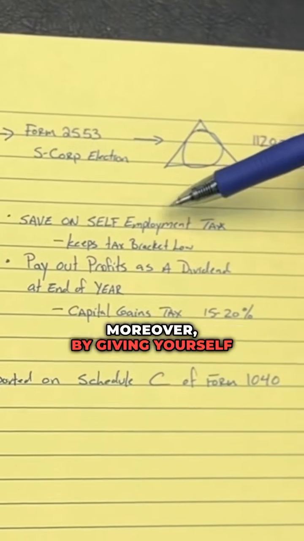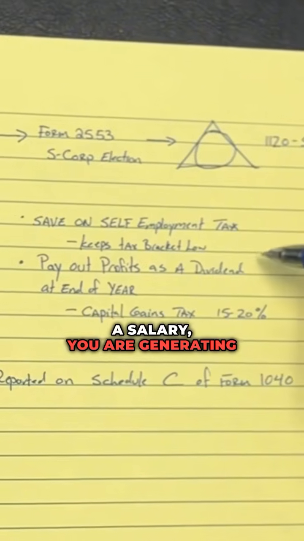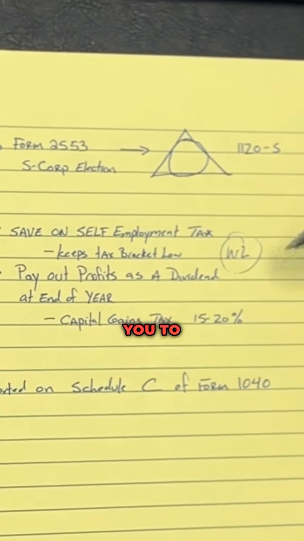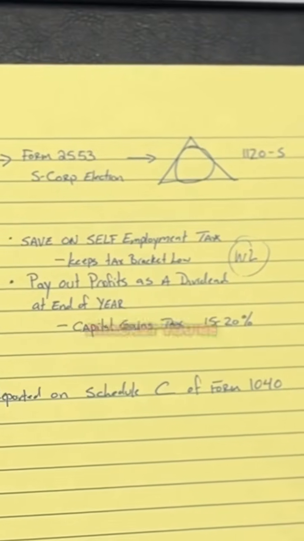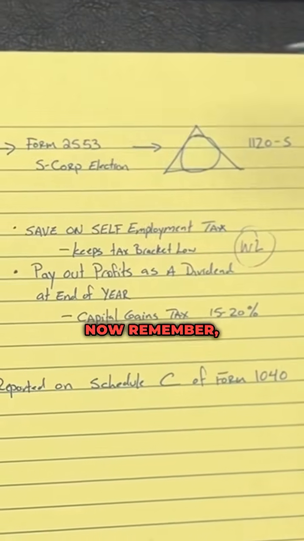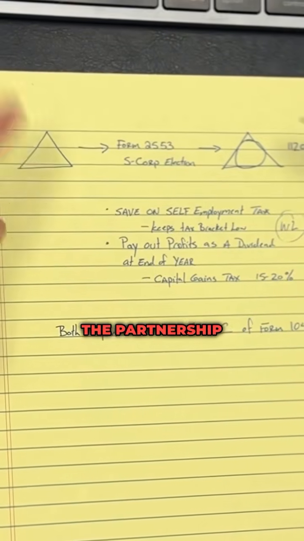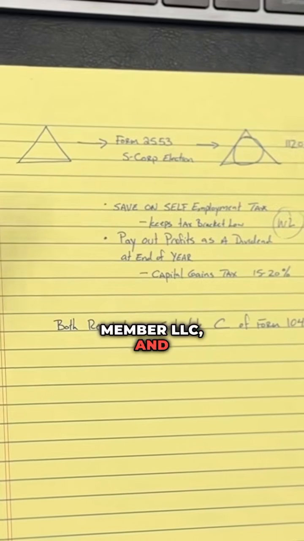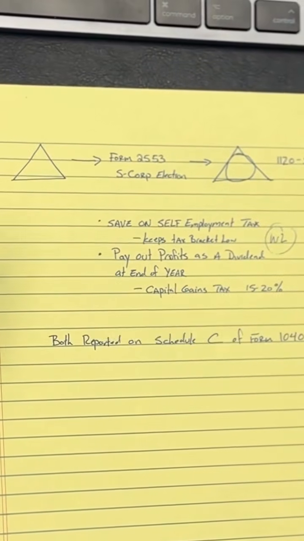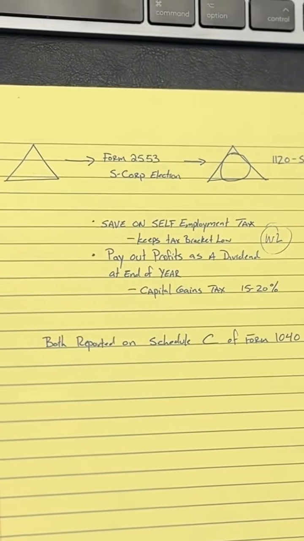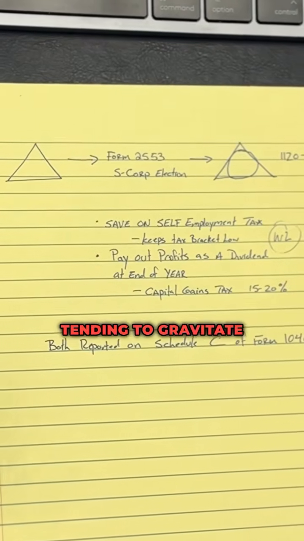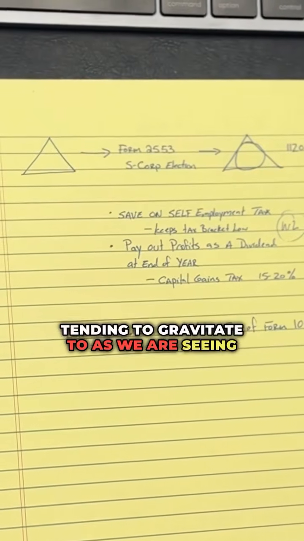Moreover, by giving yourself a salary, you are generating a W-2 every year. And that allows you to manage what tax bracket you're in. So that's also helpful. Now remember, both K-1s from the partnership or the single member LLC and the 1120S, the S corporation, are reported on Schedule C of your Form 1040. So this is what a lot of people are tending to gravitate to, as we are seeing it here as a tax attorney.